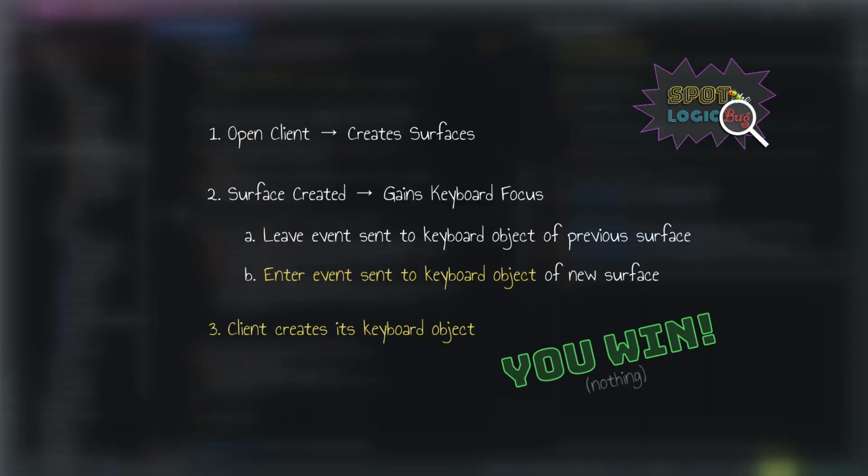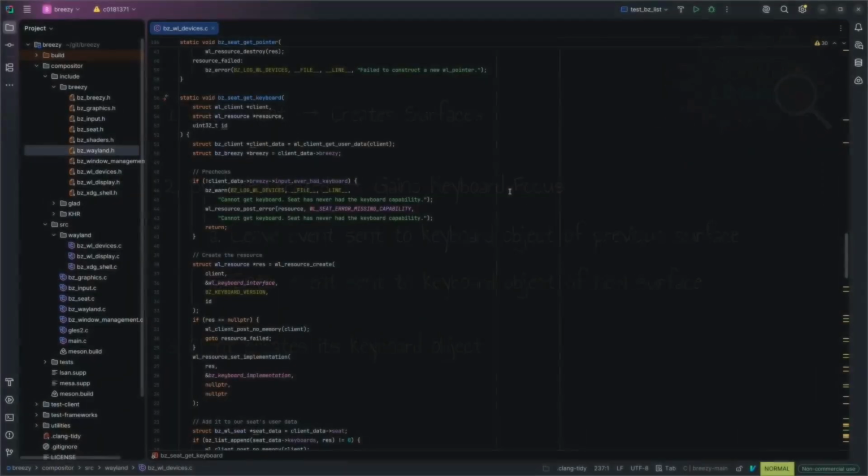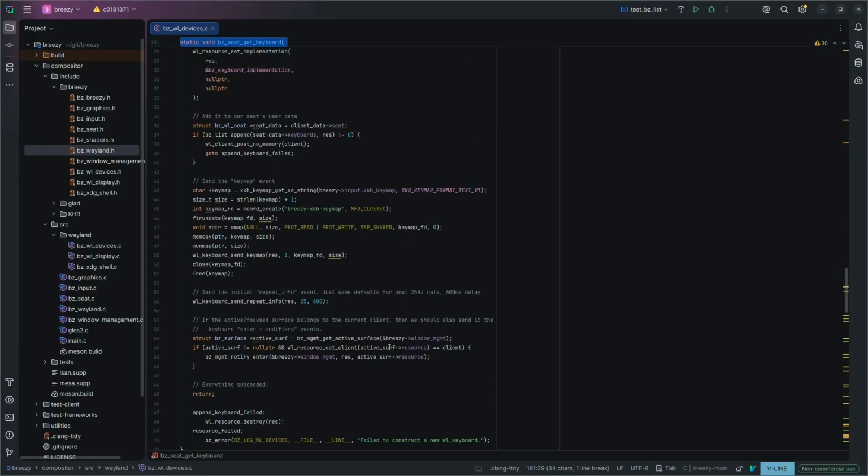I ran into this by accident, but apparently this is a totally valid situation that we should probably support, even though I didn't see it explicitly mentioned in the protocol. The fix I went for was to add some bonus logic to where our keyboard is created in the compositor. If the new keyboard belongs to the same client as the active surface, then I send an enter event from in here too.